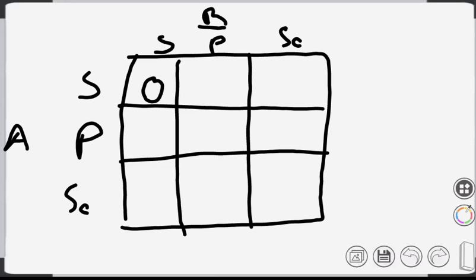If A plays stone and B plays paper, who wins? Paper wins over stone. That means A has to pay B, say, rupees 1, suppose. You write: if both the players play the same thing, then they do not pay each other any money.